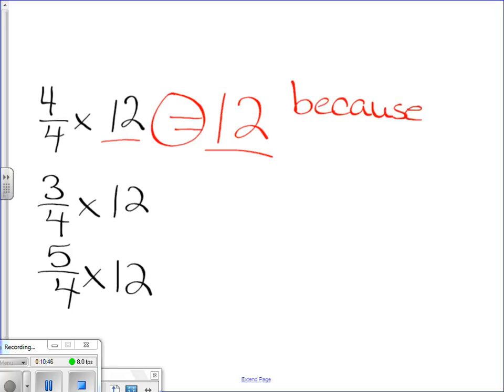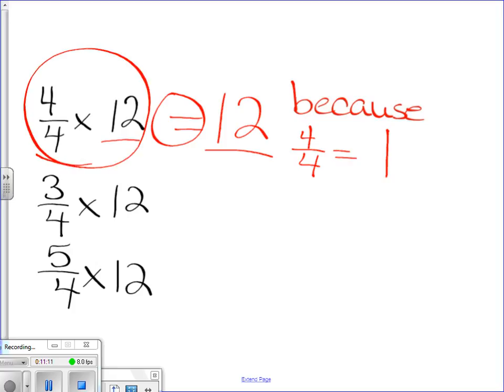Oh, because 4/4 is equal to 1, and 1 times 12 is 12. So because 4/4 is 1, it's 12. So you should be able to go, oh, that's gonna stay 12. My product of this, without even doing any work, I should look at that and go, oh, it's gonna be equal, without even having to work it. Because you know that your fraction is 1.